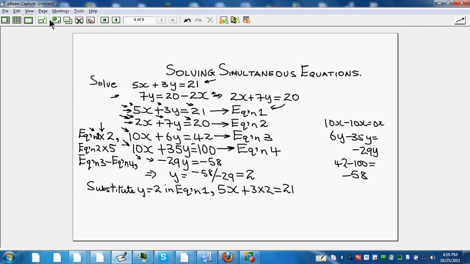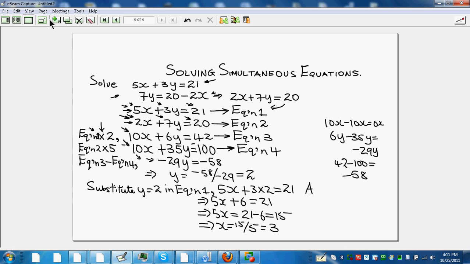So it means, therefore, that 5x plus 6 is equal to 21, which means then that 5x is equal to 21 minus 6, which is equal to 15. So therefore, from there, we could find what x is. x will be equal to 15 over 5, which is equal to 3. So now you have solved the simultaneous equation. So you write your answer now.